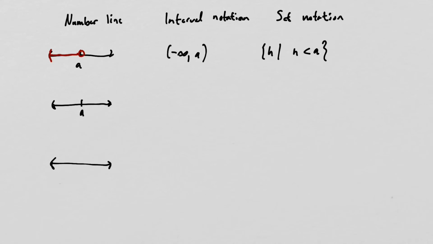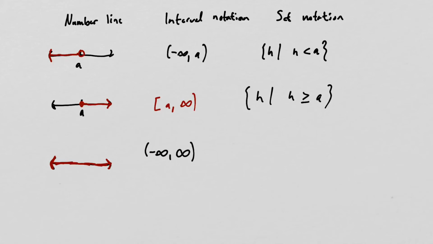In the next one, we want all values that are greater than or equal to a. Writing this as an interval, this is going to be close bracket a to infinity, open parenthesis. As a set, this is going to be all values h such that h is greater than or equal to a. For the last one, we want all possible numbers inside of our number line. Writing this as an interval, this is negative infinity to infinity. Writing this as a set, this is going to be all values h such that h is inside our number line, and we usually just write this as R.